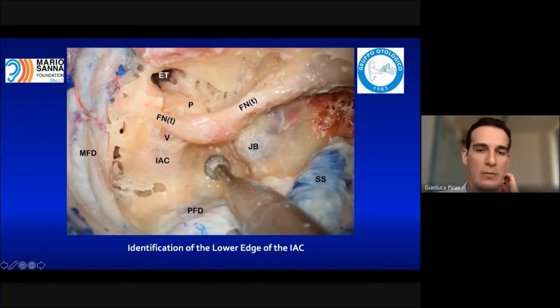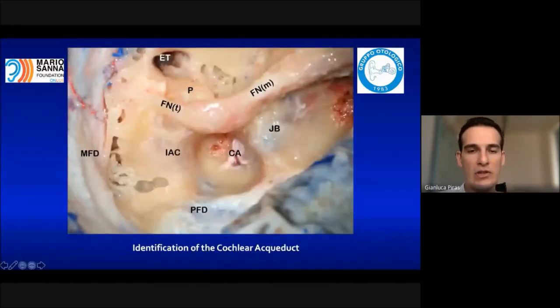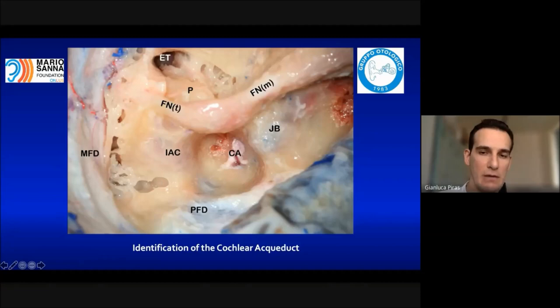If you leave the ampulla of the posterior semicircular canal, you know where the facial nerve is, and you even know where the lower portion of the internal auditory canal is. If you drill all of this bone, then you will find the cochlear aqueduct, which is your landmark for the lower cranial nerves, and in particular for the ninth cranial nerve, the glossopharyngeal nerve. This is the inferior limit.